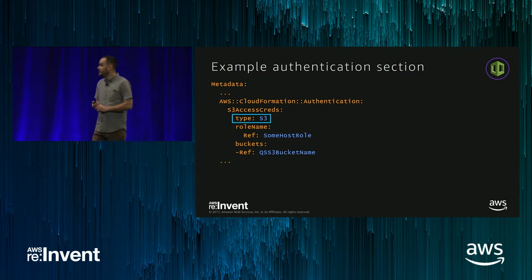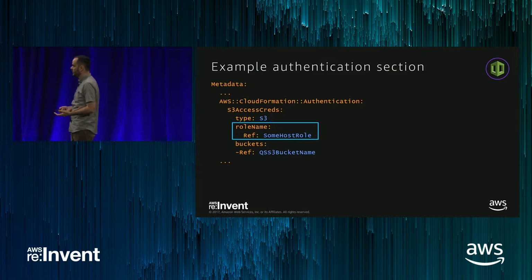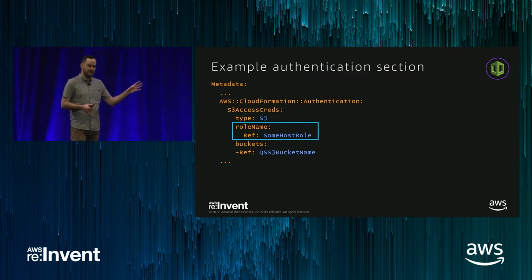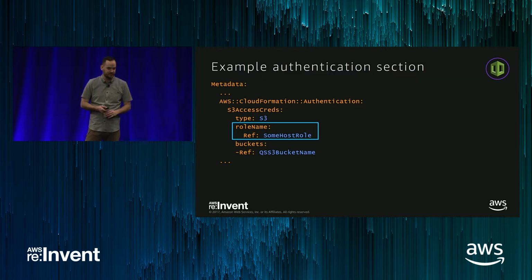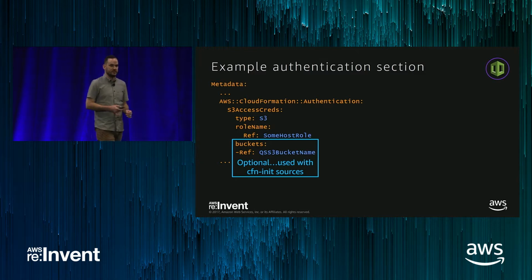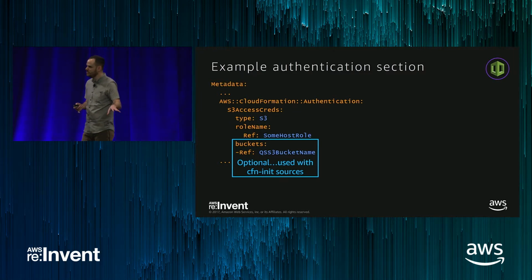In this particular authentication section, we've said that this is a type of S3. So these are credentials that we would use to connect to S3. We're using a role name, a particular role that's defined in the template. We call this some host role, and we're just referencing that. Then optionally, you can specify the buckets that you want to use for your sources. Sources is a section of cfn-init. There are all the sections that I'll go over in the next few slides. But you only have to specify this really for sources.